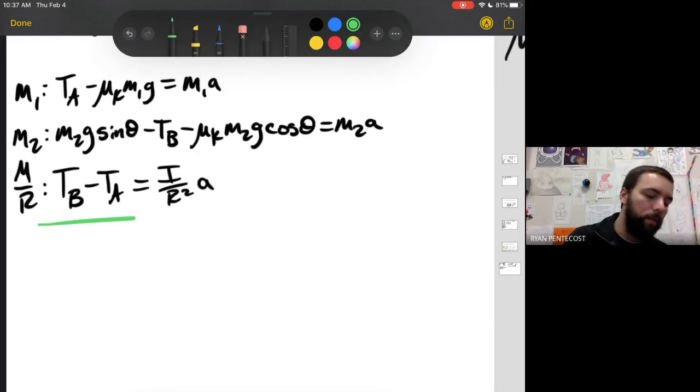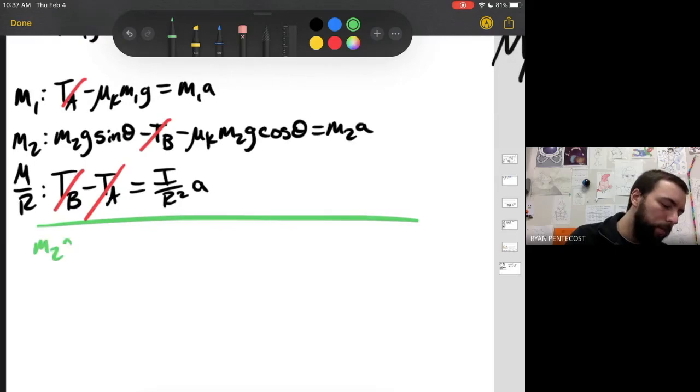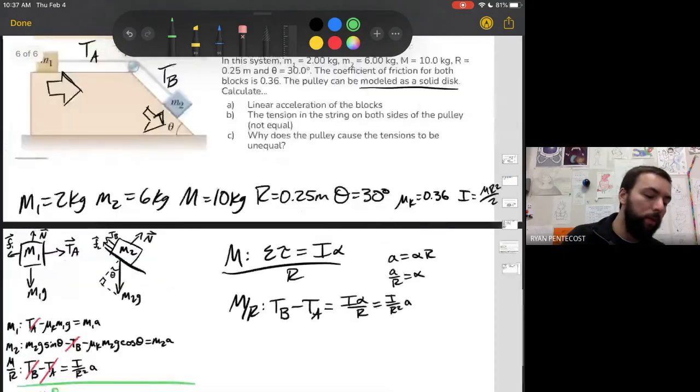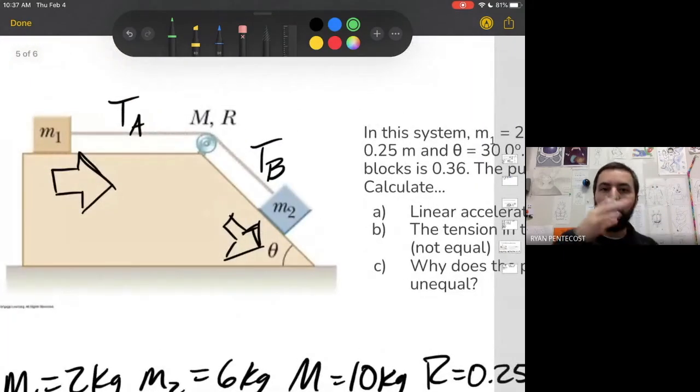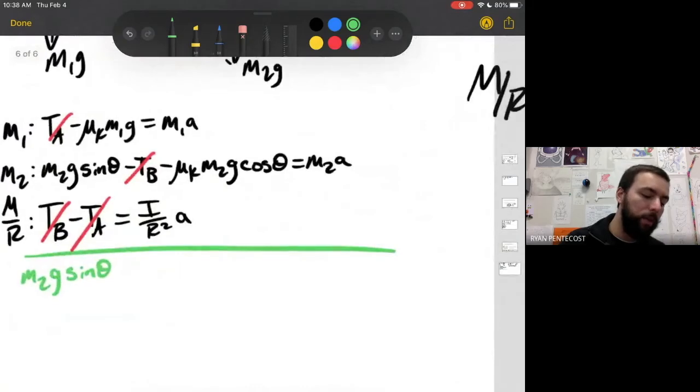And again, we just stack and rack. So add these guys up, positive and negative TA, positive and negative TB, but the rest is going to stick around. The only positive we have left is M2 G sine theta, which makes sense because that would be the only force driving this motion, right? It's the gravity pulling down M2, then the friction is the only thing opposing it, because the tensions are just connecting everybody. Tensions go away.